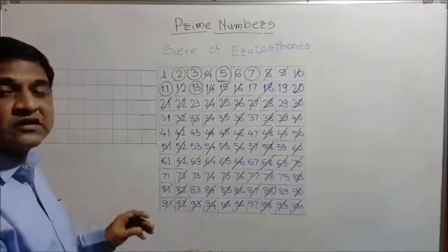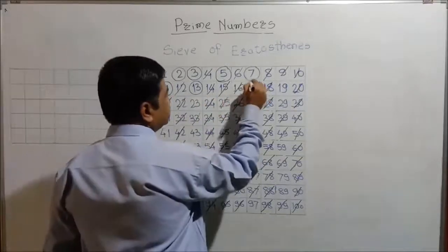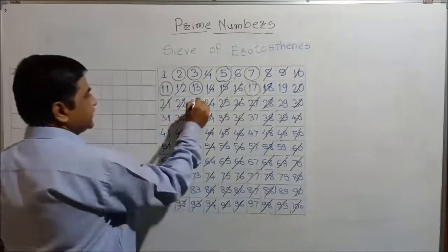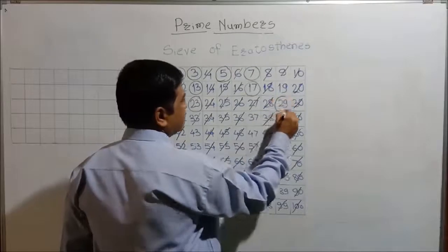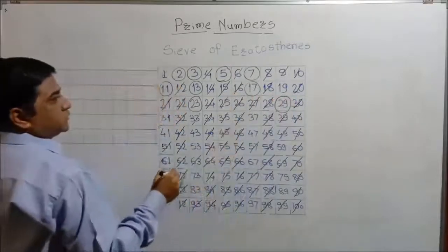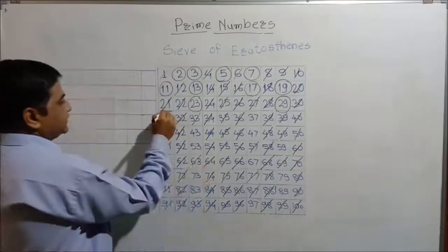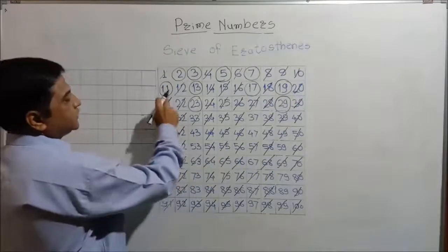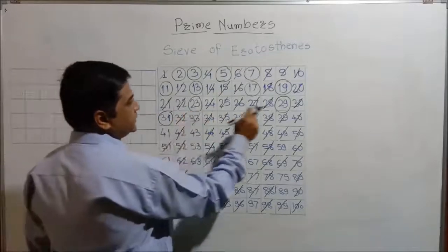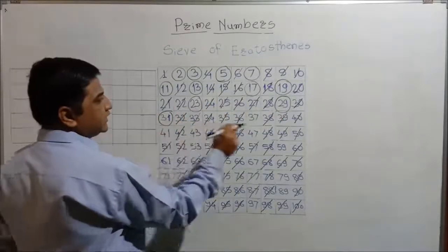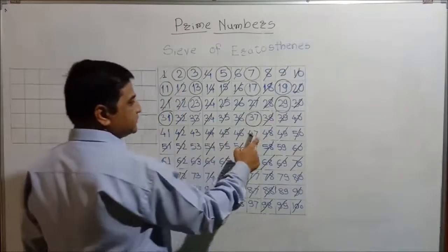What are the numbers that are not crossed? Now circle them. After 13 it is 17, then we are having 19, 23, 29, and 31. So 11, 13, 17 and 19. Then we are having 23, 29 and 31, and now we are having 37, 41 and 47.